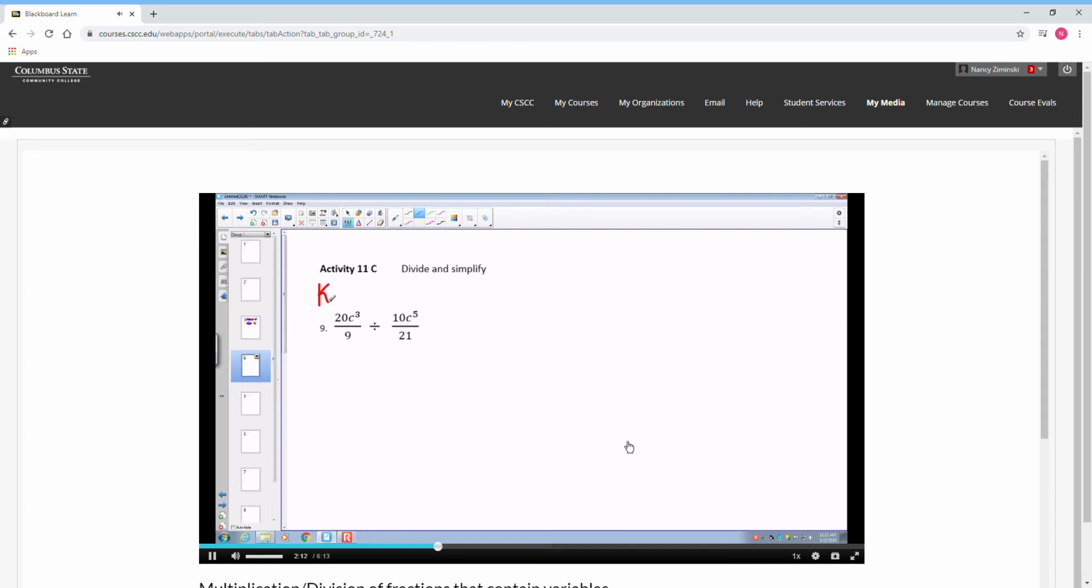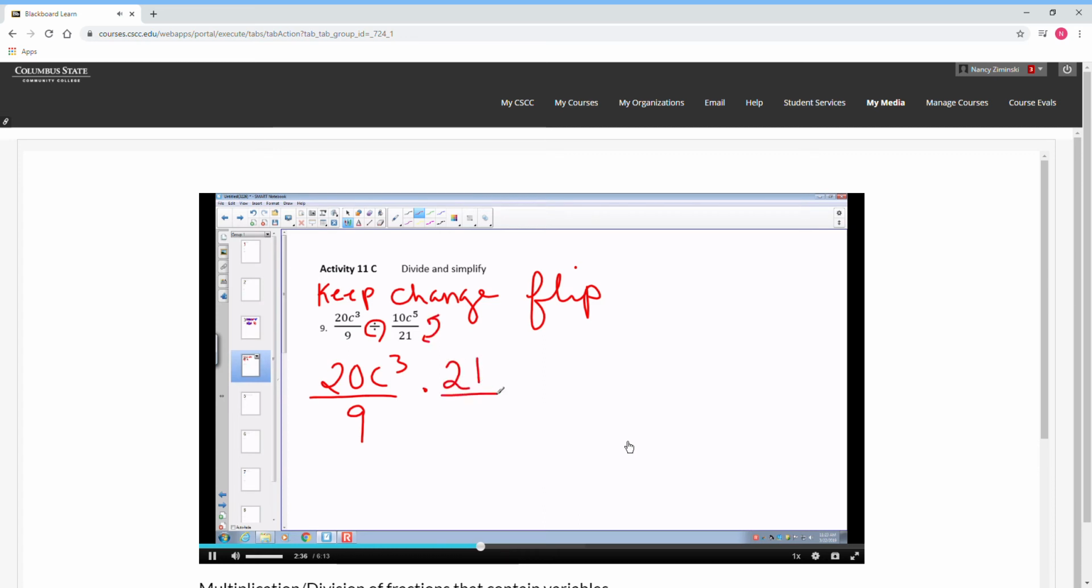Now, to divide fractions, we multiply by the reciprocal of the divisor, and another way of saying that is keep the first fraction as is, change your division to multiplication, and flip your divisor. So I'm going to keep 20c to the third over 9. I'm going to change division here to multiplication, and flipping the second fraction gives me 21 over 10c to the fifth. And now that I have a multiplication problem, I'm going to go across the numerators and across the denominators.